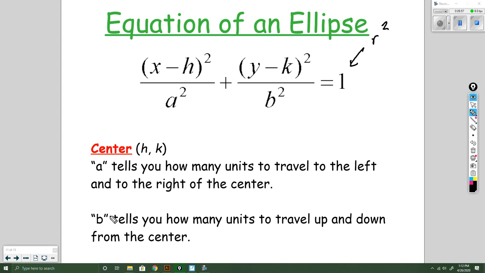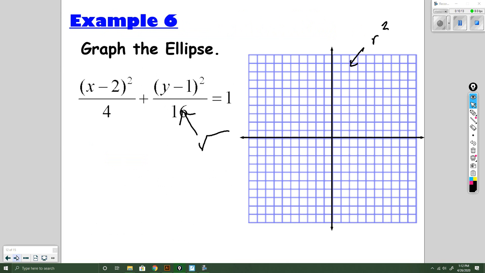So b is going to tell us how many units we travel up and down from the center. Now, in the equation for an ellipse, obviously this says a squared, so we would have to take the square root to get a. Same thing for b. All right, so let's get into our first example here.